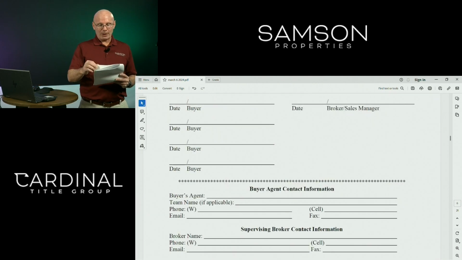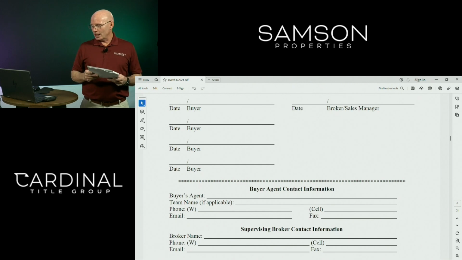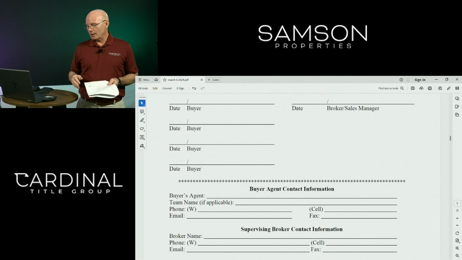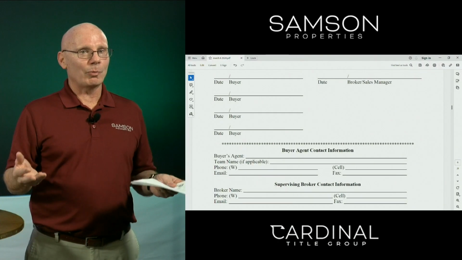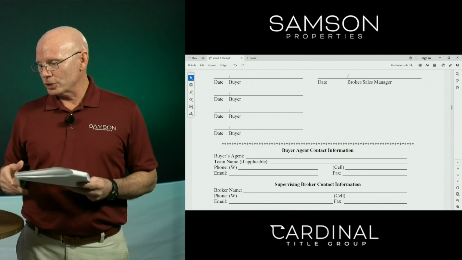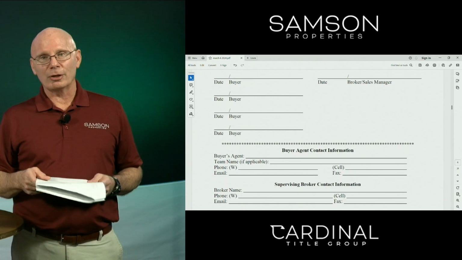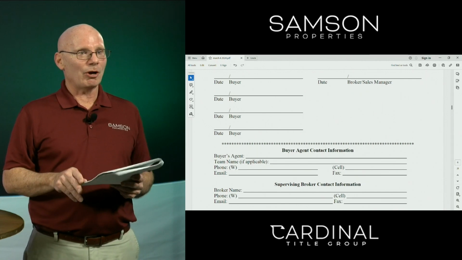The last paragraph is the paragraph for signatures and the agent contact information. Please put your own contact information in here. I get a lot of these that have my name in there, and I don't really want to be your buyer's contact information. So put your information in there, and then the broker underneath their information. Once again, please don't use my cell phone. Please put the office number in there.